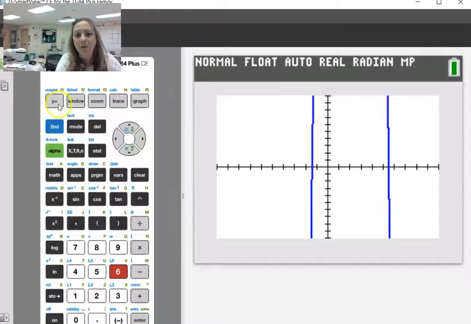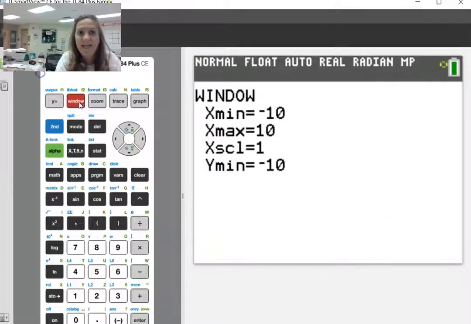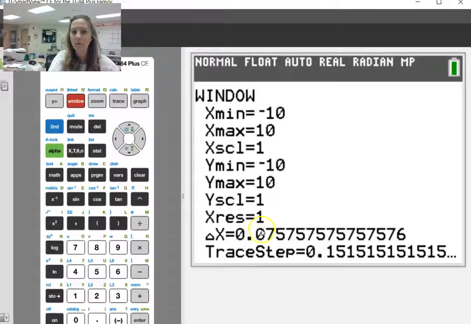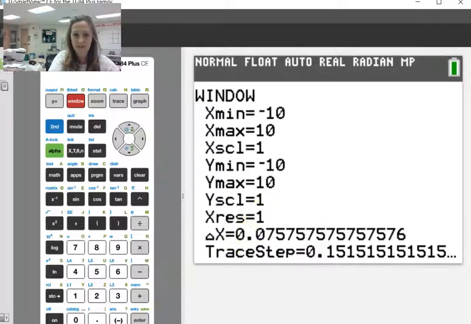To find the window, notice between the y equals and the zoom, there's a window button. If we click window, we see x min, x max, which means the lowest point on the x-axis and the highest point on the x-axis that we'd see, and the x scale, which is like how your tick marks would go. The same is true for the y min, y max, and y scale on the y-axis. So anytime you do zoom 6, that's what you're going to see. Don't worry about the res and all that kind of stuff here.